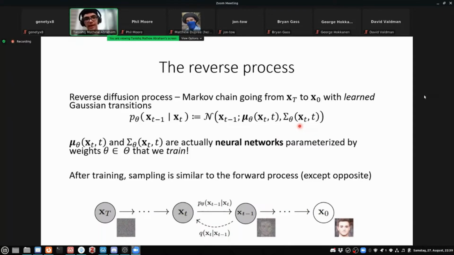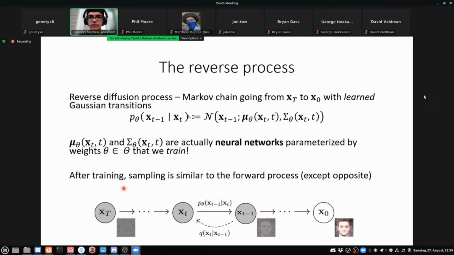But the important aspect of this is that this is learnable. These are learnable functions that are actually neural networks. And what we're doing with this whole diffusion model is training these neural networks to give us these Gaussian transitions so that we can go from xt to x0. So once we train our model, then we can just sample in the reverse with our Gaussian transition.